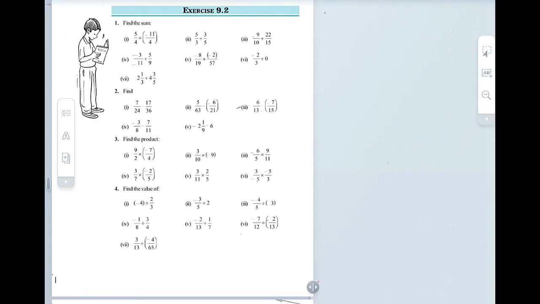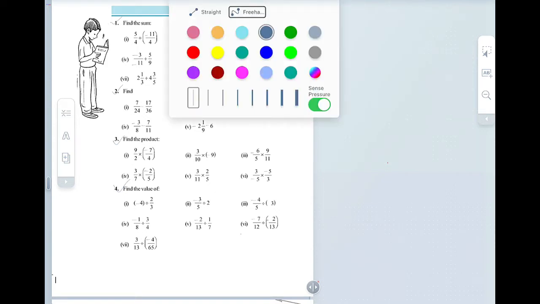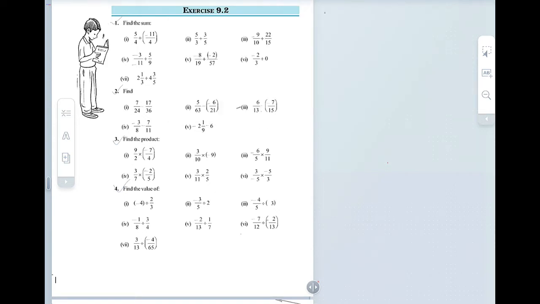So today we are going to start our exercise 9.2 of chapter 9, that is rational numbers. From each of the sums I will show you only the first one and the last three. The rest of the sums will be done by yourselves. Now see how to do these sums.